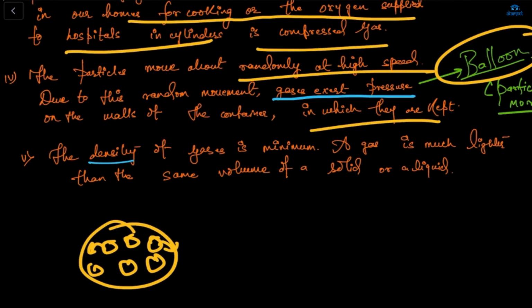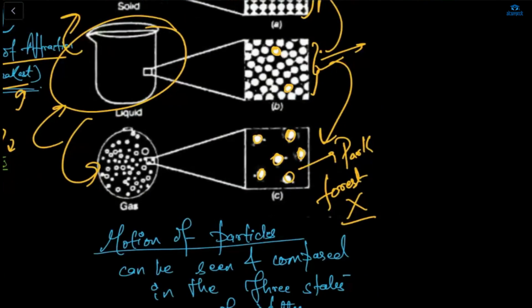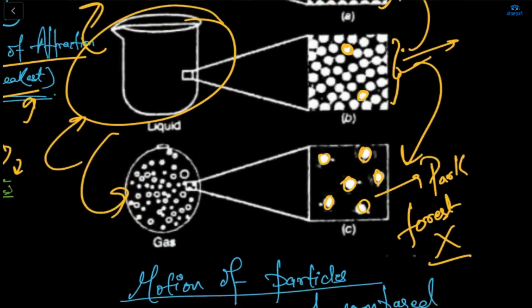Last point, the density of gas is minimum. A gas is much lighter than the same volume of a solid or a liquid. Same example, the density, यहाँ पर क्या है, there are not many trees. This looks like a park, not a forest. That's why here the density is very less, because this is a park. और park में क्या होता है कि ज़्यादा plants जो हैं वो दूर दूर में होते हैं. They are not very close to each other.